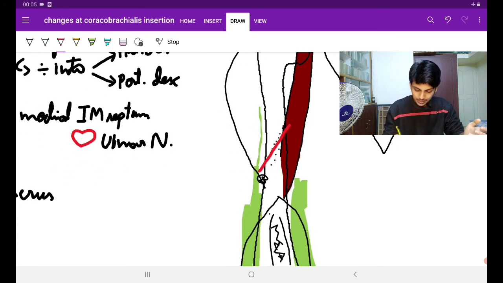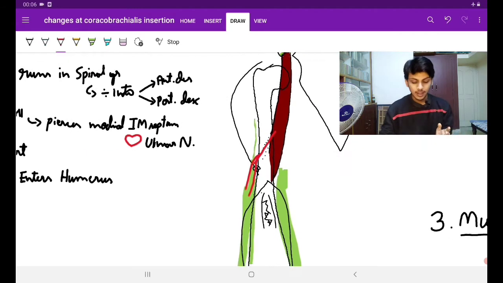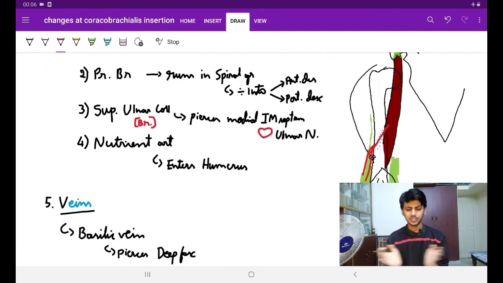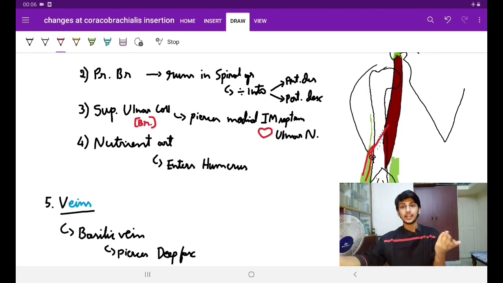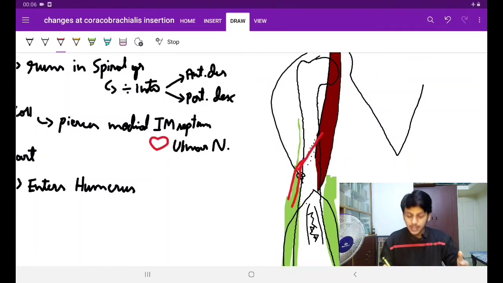Which ones are they? The anterior descending branch and the posterior descending branch. Anterior is front, posterior is behind. So they are taking origin from the profunda brachii artery, isn't it? Now we have the superior ulnar collateral artery. It is a branch of brachial artery. Brachial artery is going medial to anteriorly, and the superior ulnar collateral pierces the intermuscular septum.